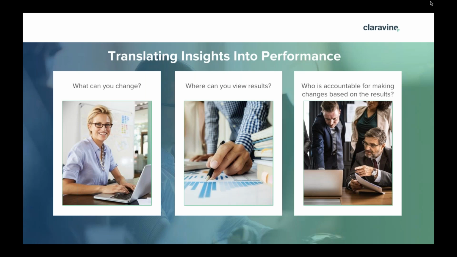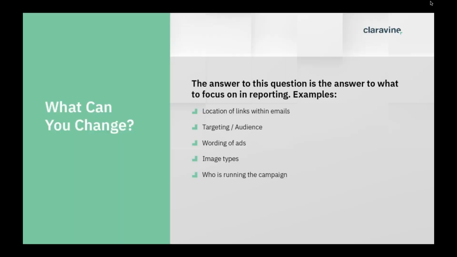So it's important to be clear about that. Then also, where can you view the results? Anytime that you're looking at this data, it needs to be somewhere accessible. And who is ultimately accountable for making changes based on those results? So all three of these are really important components of translating your insights into performance and using the data that you've taken so much time to make sure it's clean on the front end.